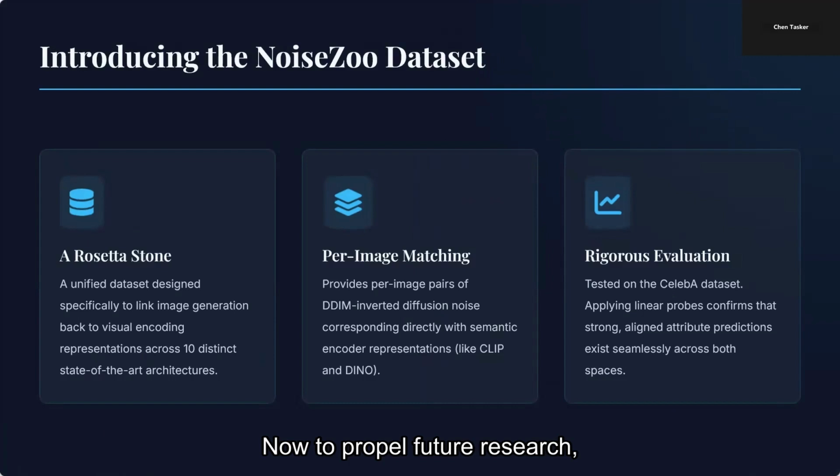Now, to propel future research, we also introduce the Noise Zoo dataset. We publish all the CelebA embeddings that we used in this research. It includes image encodings and DDIM inverted noise of diffusion models. It's all free to use.